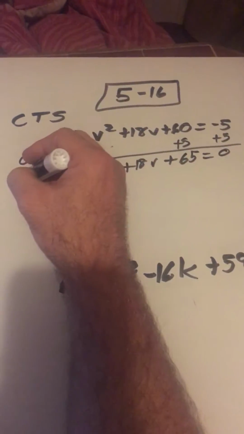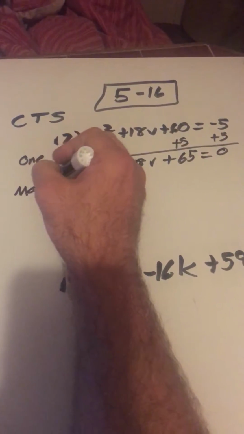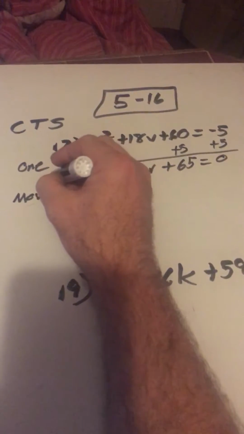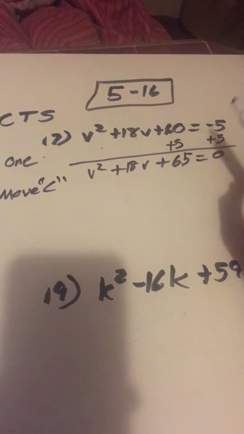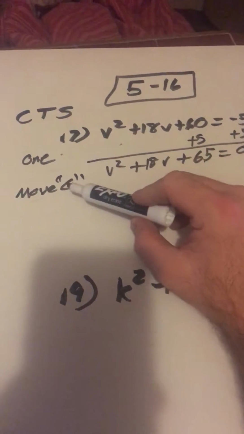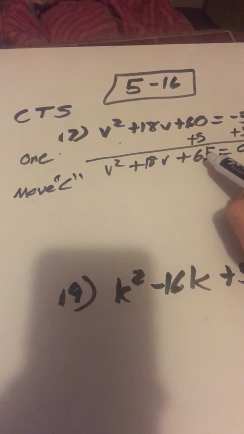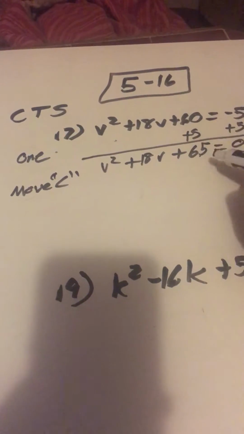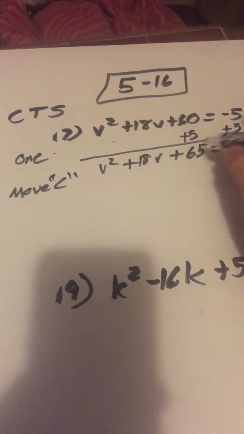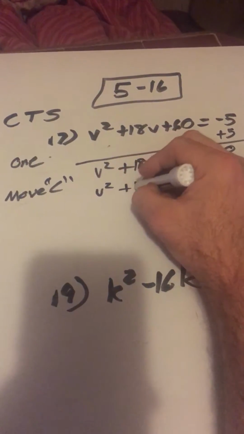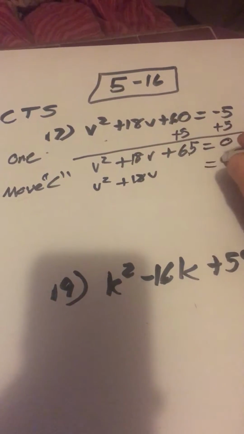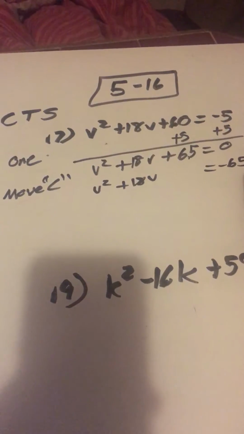Now we have to move c. Now, c is this number right here. That's the value right there, or how we call it is the y-intercept. So we got to move c back over. So now we have v squared plus 18v equals negative 65.